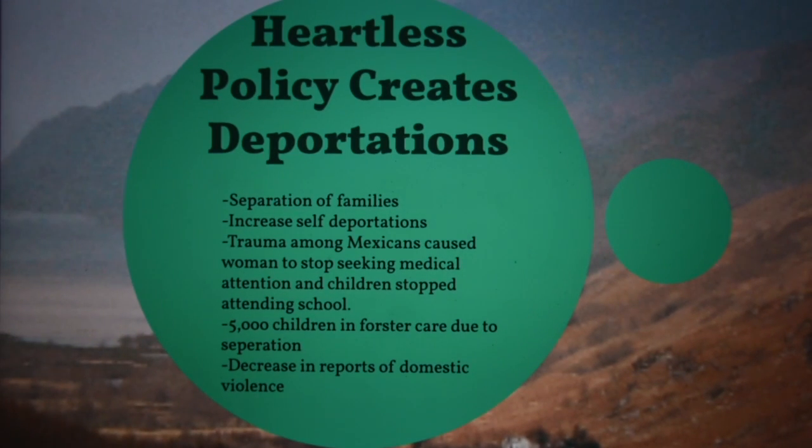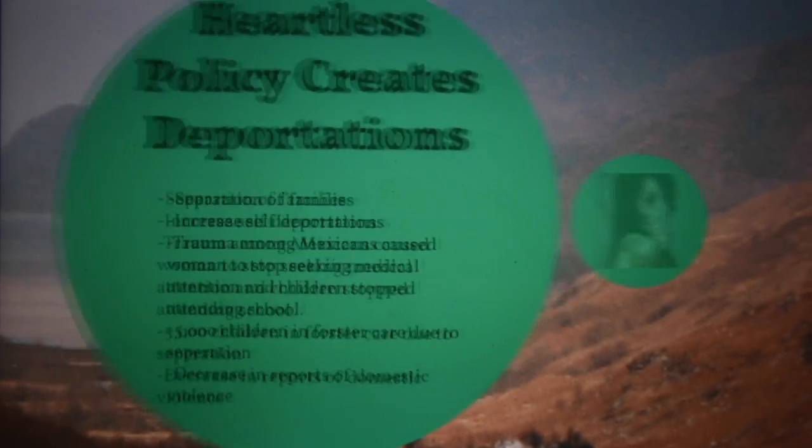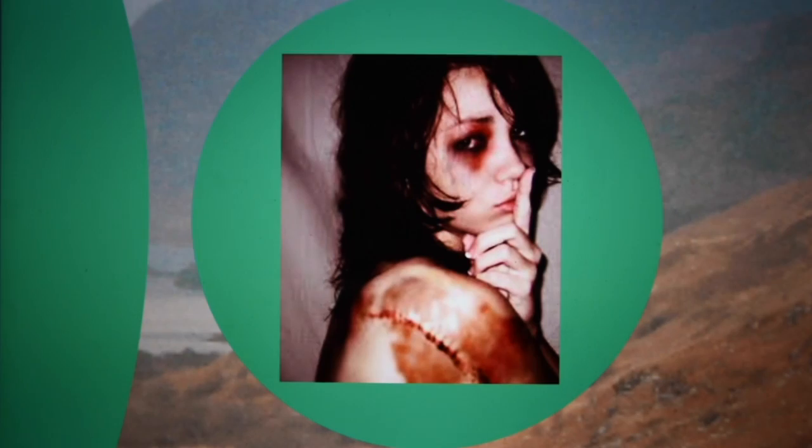Heartless policies created deportations. This created separations of families. It increased self-deportation. It also caused trauma among Mexican women, causing them to stop seeking medical attention because of fear they would be a target. Children stopped attending schools because parents feared police officers would be waiting for them at the bus stops. 5,000 children were in foster care, also due to separation of families. A decrease of reported domestic violence cases were also affected by this law.